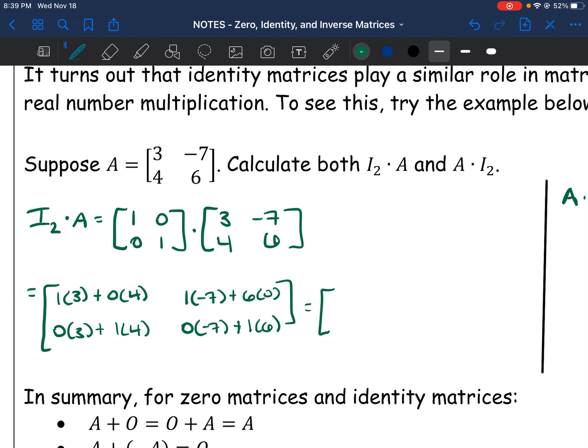All right, simplifying, 1 times 3 plus 0 times 4, that's just going to be 3. From this piece right here, 1 times -7 plus 6 times 0, well, that's going to go away. We're just going to get -7. From this element right here, 0 times 3 will go away. We just get 4. And then from this entry right here, this piece will go away. We just get 6.